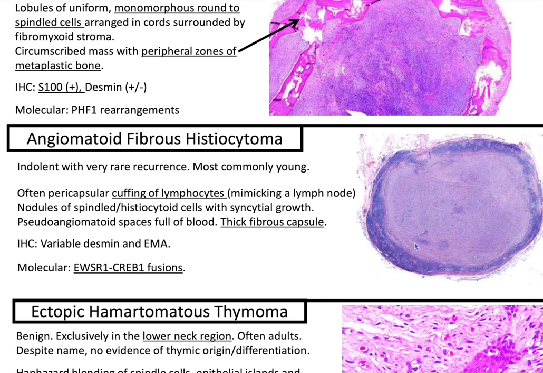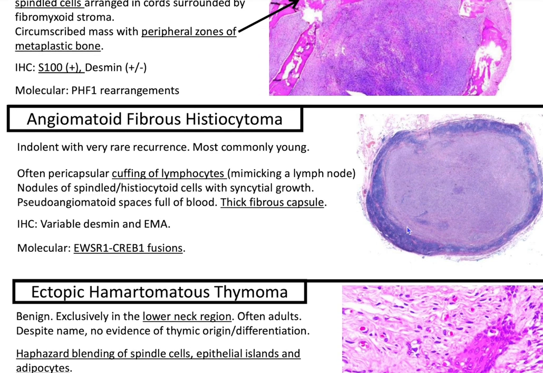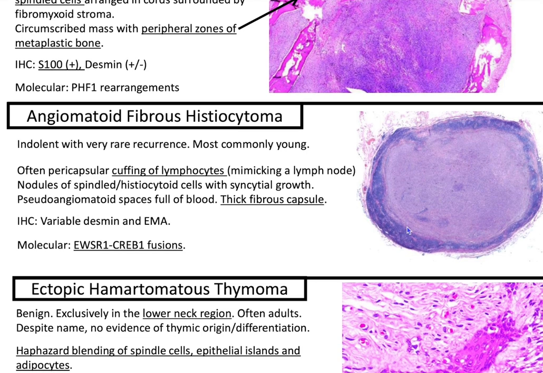Angiomatoid fibrous histiocytoma. This is indolent with a very rare recurrence, and most commonly in young patients. Low power, you'll see this pericapsular cuffing of lymphocytes, mimicking a lymph node. And then as you go higher power, you'll see nodules of spindled histiocytoid cells with syncytial growth, and you'll have these pseudoangiomatoid spaces full of blood and a thick fibrous capsule. Molecularly, you'll have an EWSR1-CREB1 fusion and variable desmin and EMA.